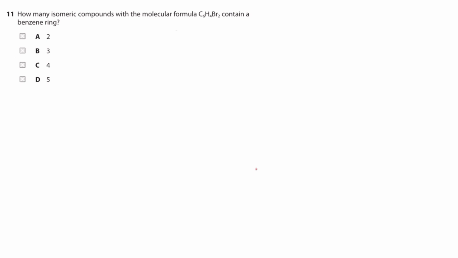Question number 11. They are asking how many isomeric compounds with the molecular formula C6H4Br2 contain a benzene ring. Okay, so they are talking about a molecule with C6H4Br2. So this is C6H6, benzene. Out of C6H6, we are going to remove two hydrogens and put two bromine atoms. So this is where you can place bromine atoms.